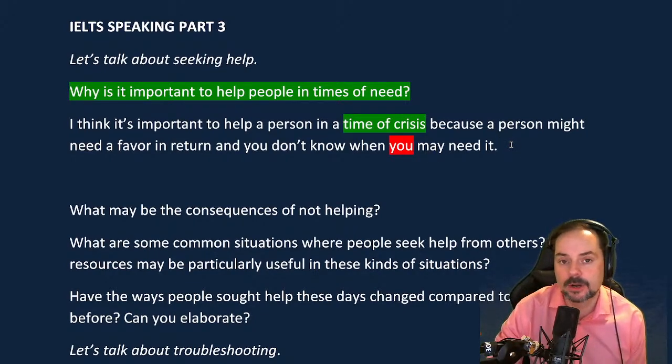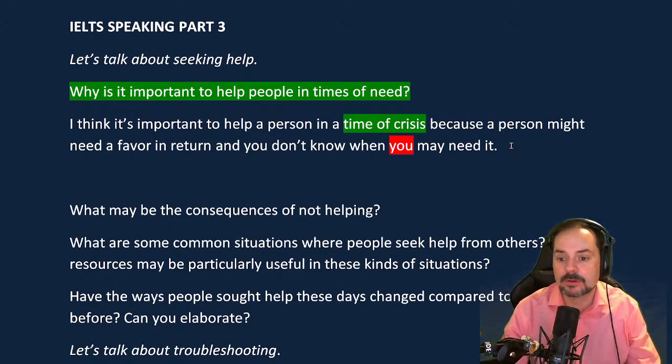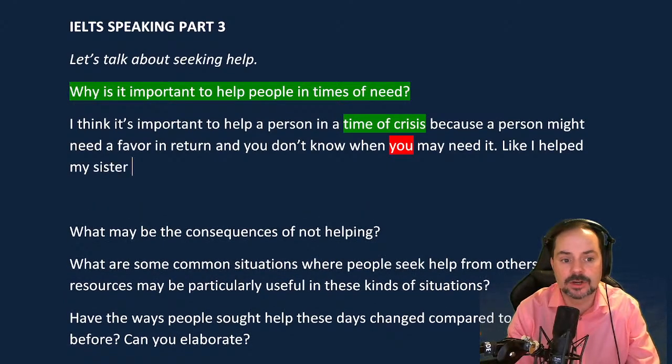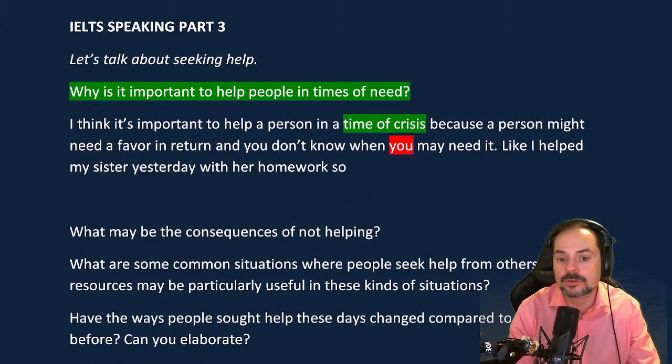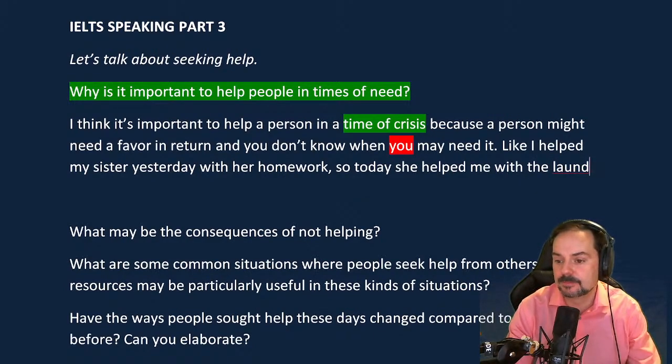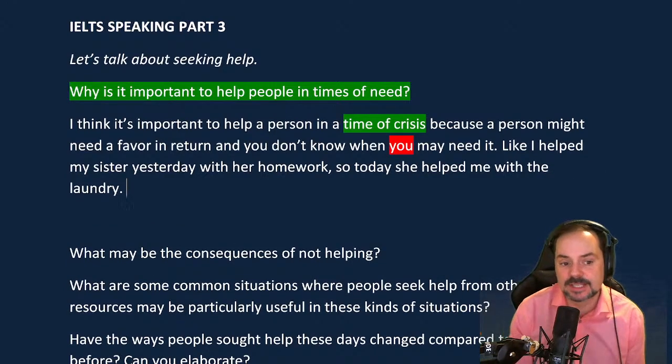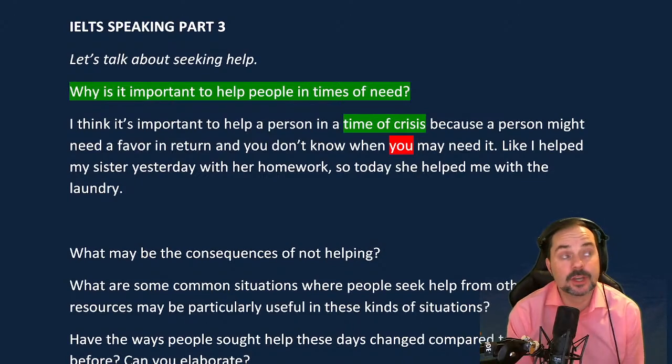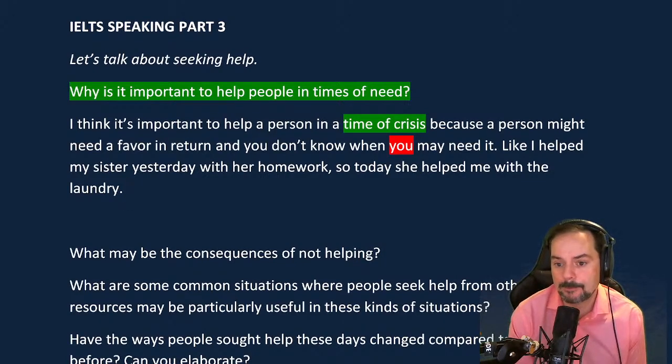Now, one more point, Harwinder, that you could have added to this is an example. Like you could have said something like, I helped my sister yesterday with her homework. So today she helped me with the laundry, for example. That kind of simple example, Harwinder, can help to increase your score. Does that make sense? Yes, sir. It makes sense. Perfect.